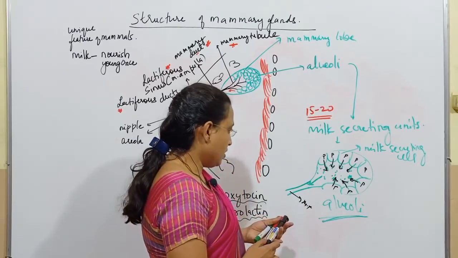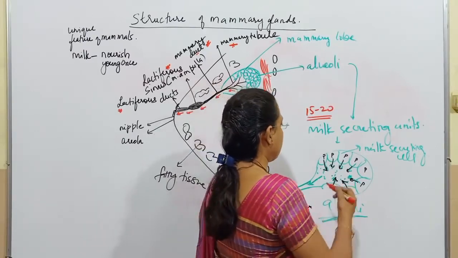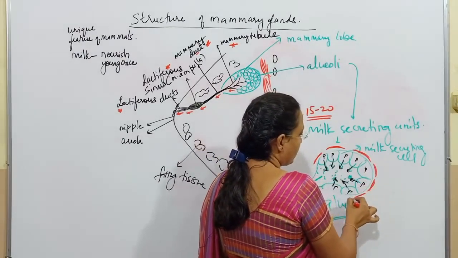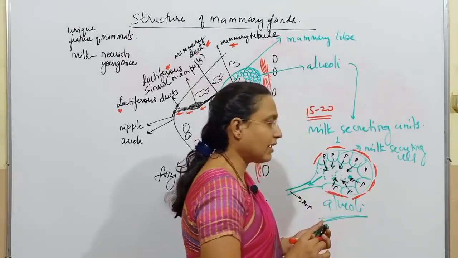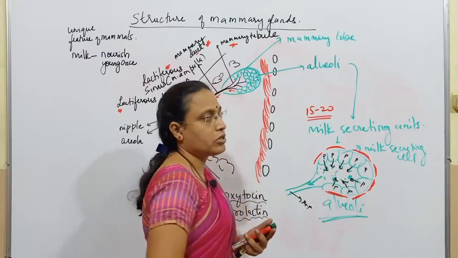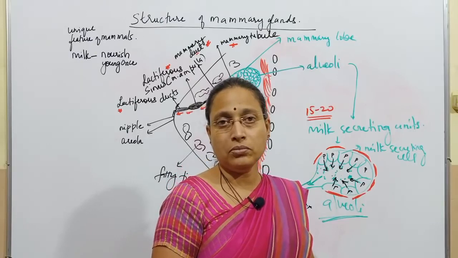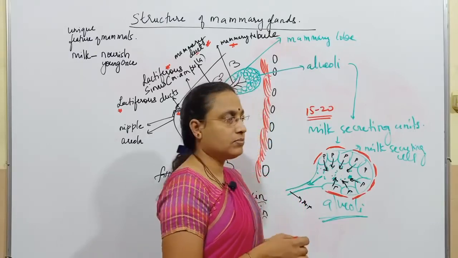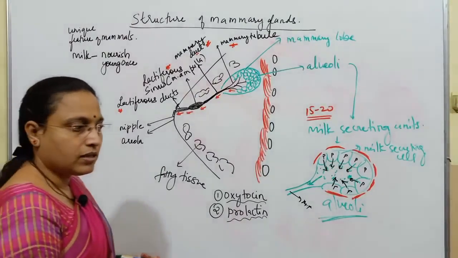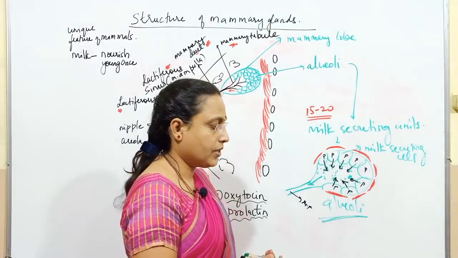Now this oxytocin acts on the myoepithelial cells that are surrounding the alveoli, and stimulates them to contract because they have a function similar to smooth muscles. Because of this, the milk is pushed into the duct system, and therefore which is the milk ejection hormone? Oxytocin. So this completes the structure of mammary glands.